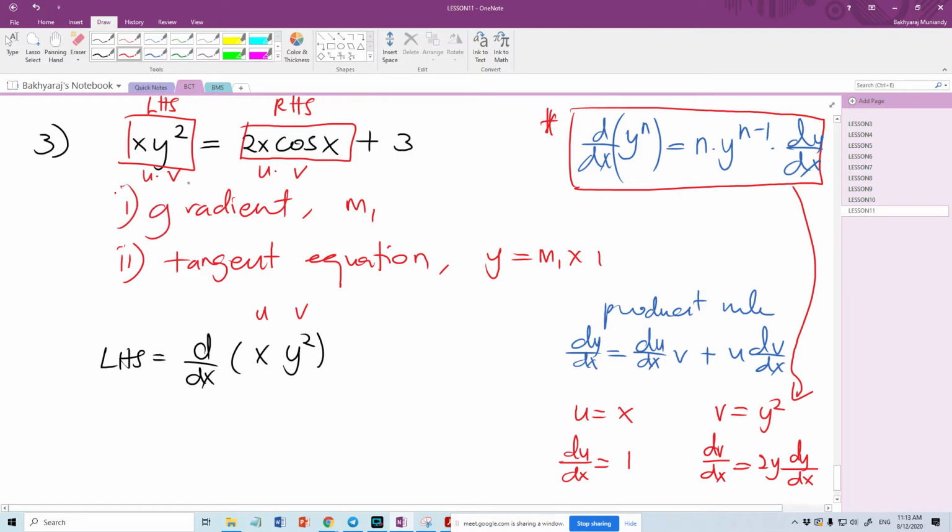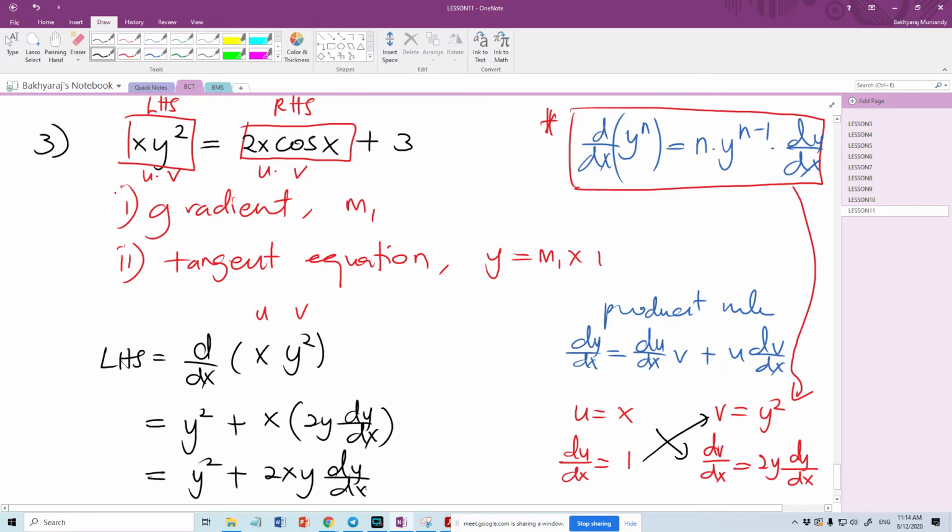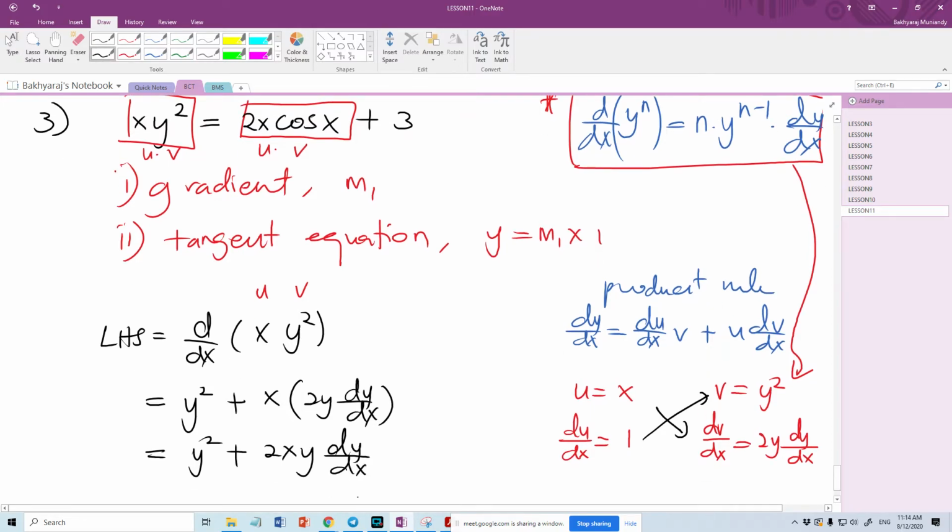Now cross multiply this, you get this times this, plus this times this. So equal to y squared plus x times 2y dy/dx. So we already have this answer. For the left hand side, we have got the answer: y squared plus 2xy dy/dx. So this is for our left hand side.